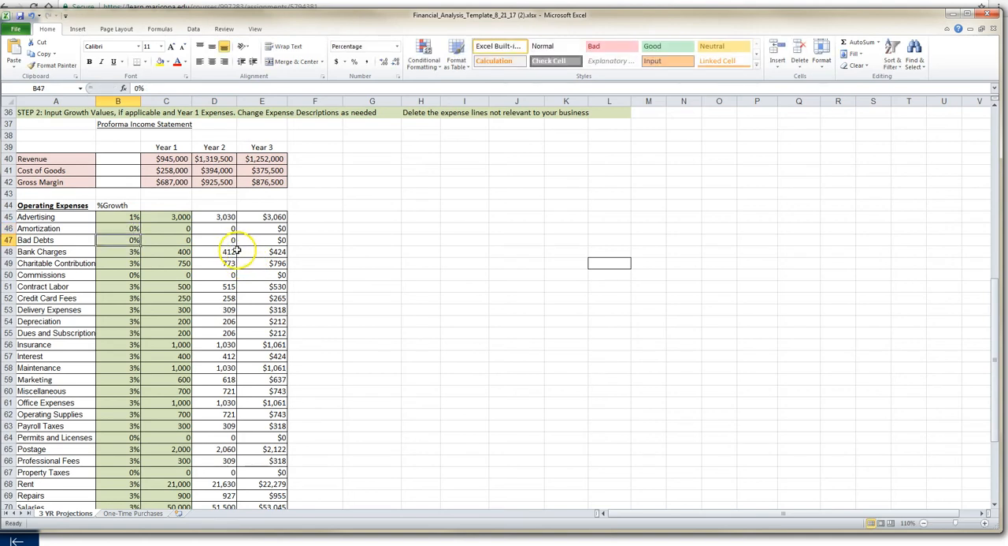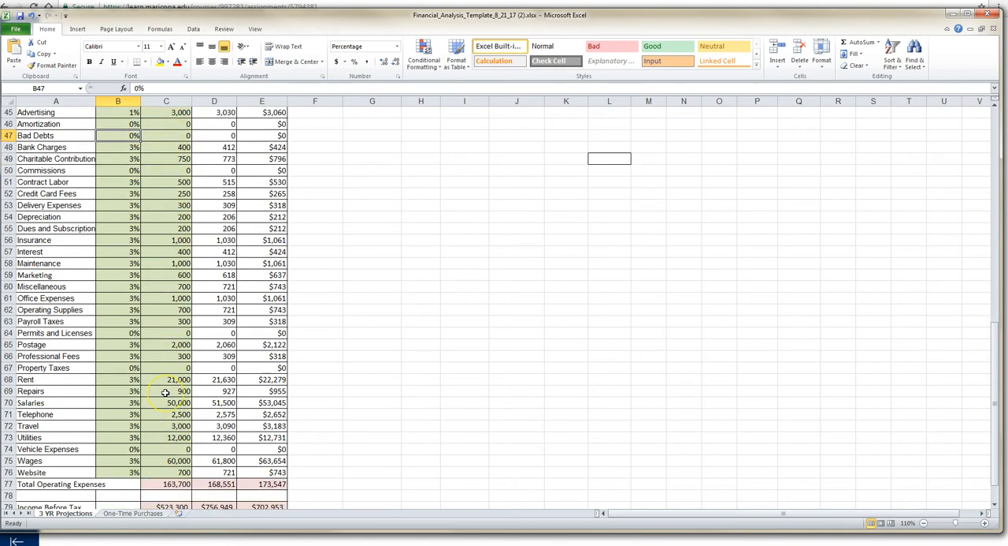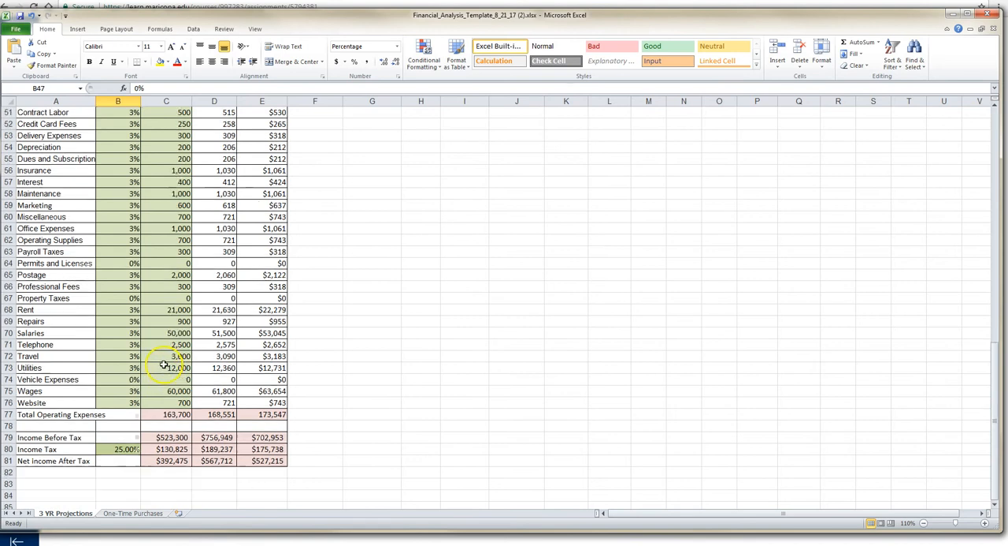And if you want to see no growth, you can simply make that growth percentage a 0 as well. So again, you'll have to think about your business, what type of expenses you're going to have, and adjust those accordingly. Do not use these numbers. These are here just as placeholders to illustrate.